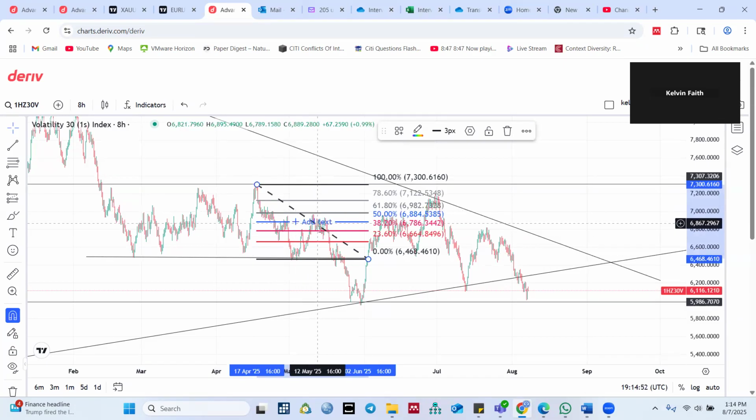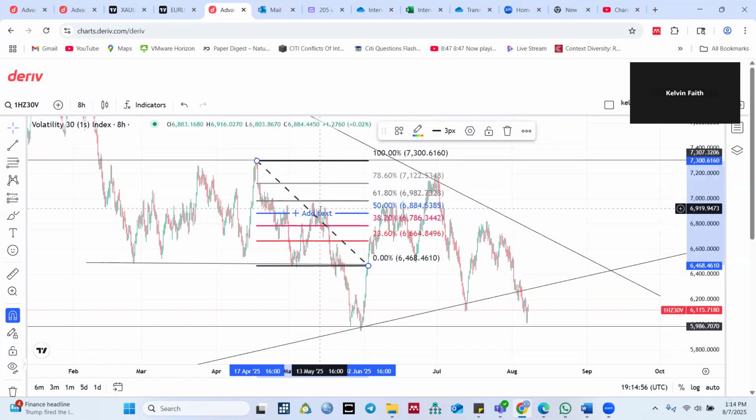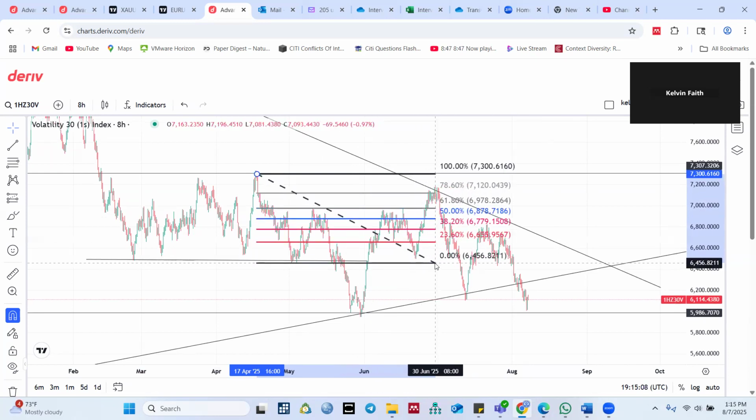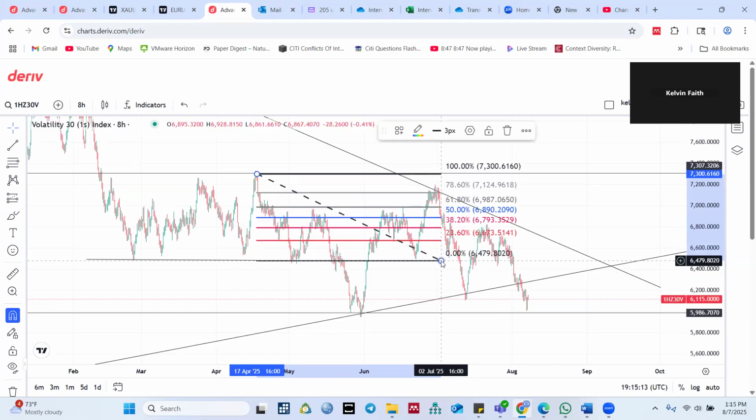price pulled up a little above equilibrium to 61.8% and then sold. That's why I was telling you, most often you will see price. This is like a bearish move. So above the 50% is premium, where you should sell.